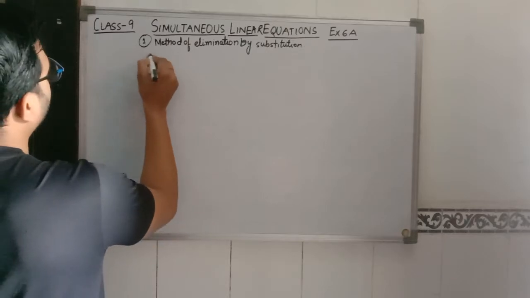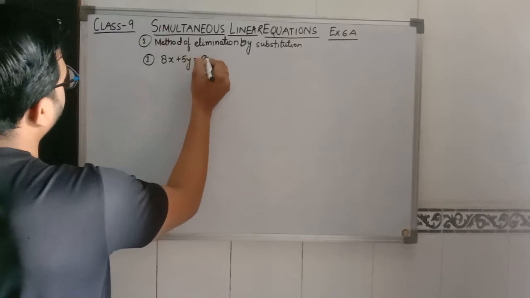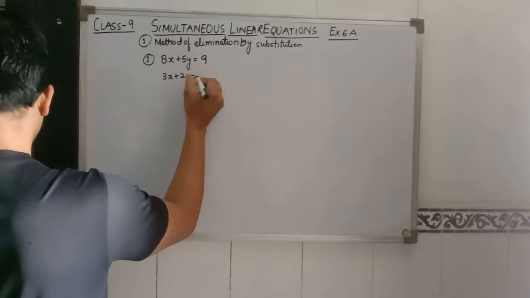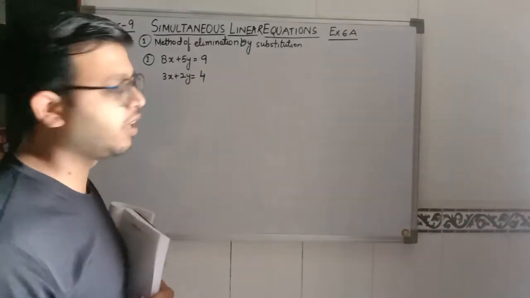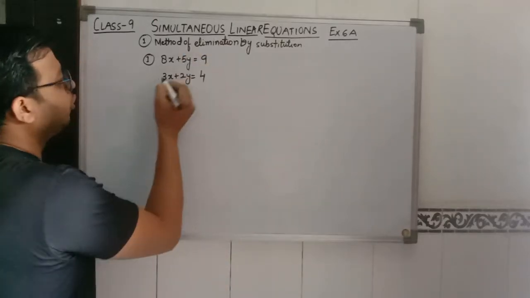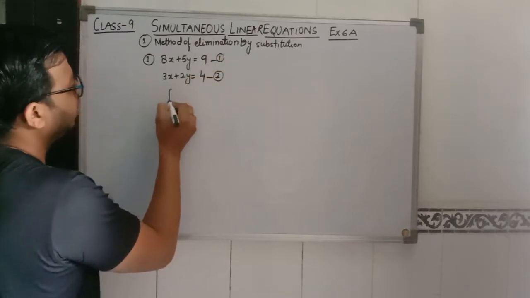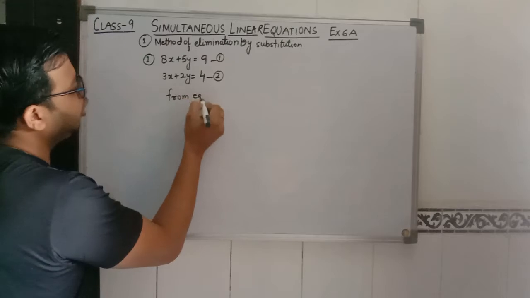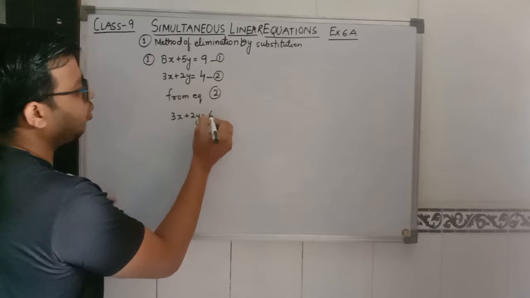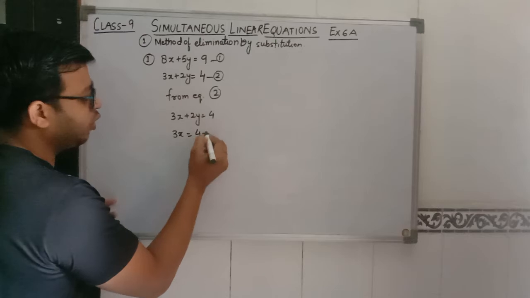The first question is 8x plus 5y is equal to 9, and the second is 3x plus 2y is equal to 4. These two equations are given. We have to eliminate one of the terms and substitute it. So this is equation number 2, this is equation number 1. From equation 2, 3x plus 2y is equal to 4, we are just making x the subject.